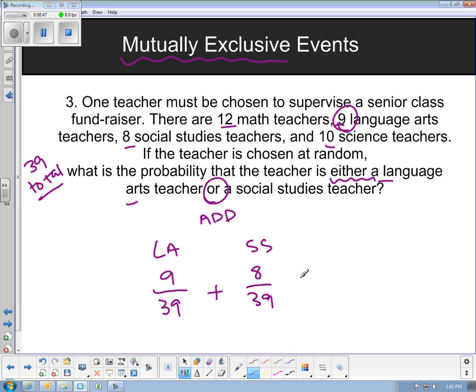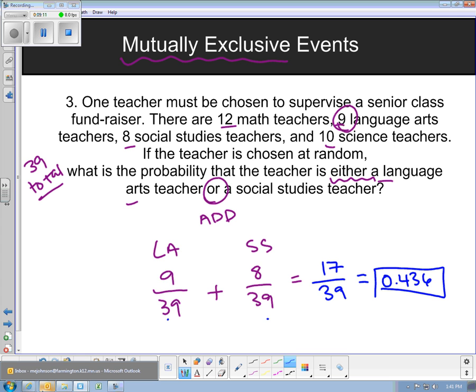And then I want to add those up. I need to have common denominators. Well, I already do, 39 and 39, so I'm good. Add the numerators together, that gives me 17 out of 39. Turning that into a decimal gives me 0.436. Now you'll notice that I keep rounding my decimal to the nearest thousandths place, the 3rd decimal place. That's typically where you'll find probability, is it'll go out 3 decimal places behind the decimal point.